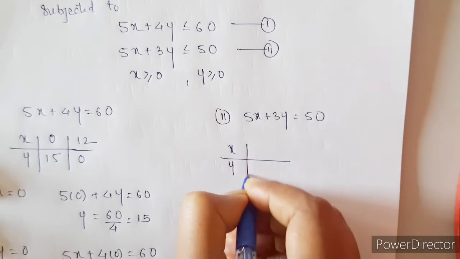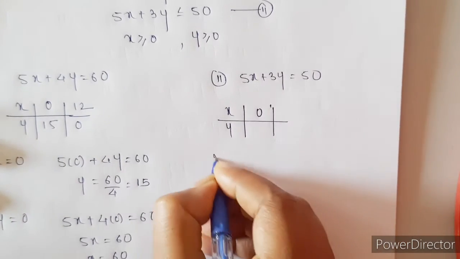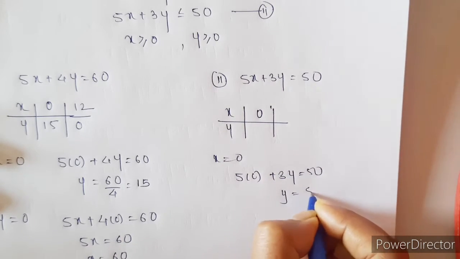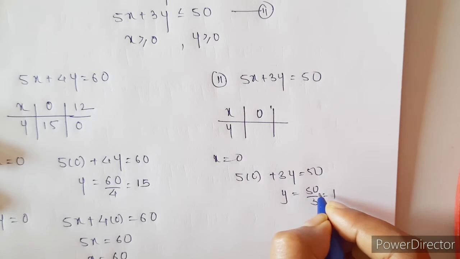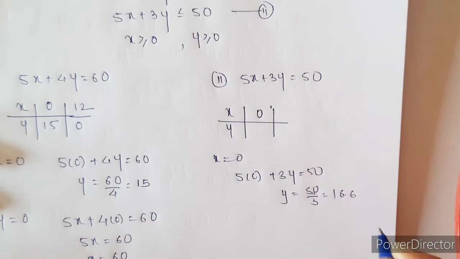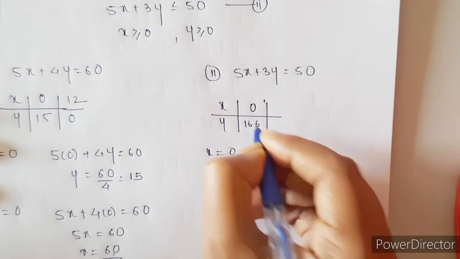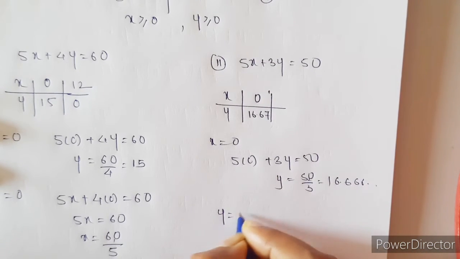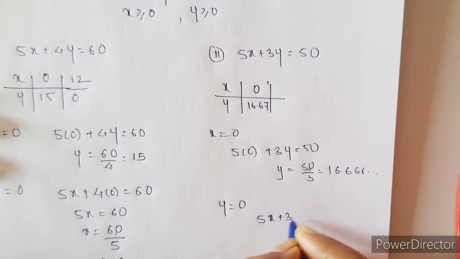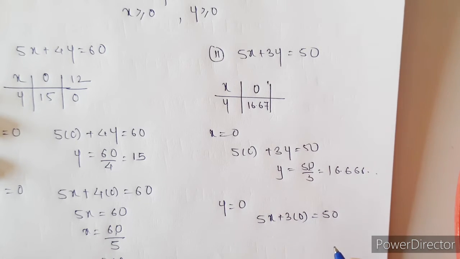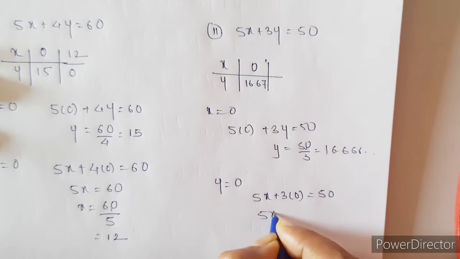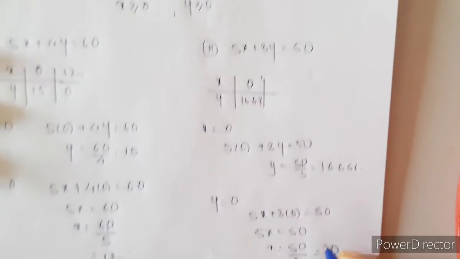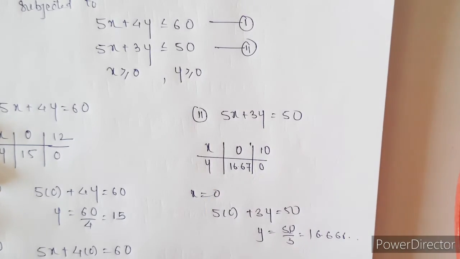Similarly, take second one, equation 2, 5x plus 3y equals 50. So again we need to find value of x and y, taking x to be 0. If x is 0, it will be 5 into 0 plus 3y equals 50. So y is 50 upon 3. It will be 16.6666. We can take 16.67. Next, take y to be 0. This will be 5x plus 3 into 0 equals 50. So 5x equals 50. x is 50 upon 5, which is 10. So if y is 0, x is 10.